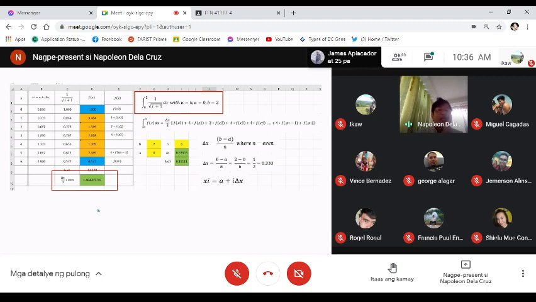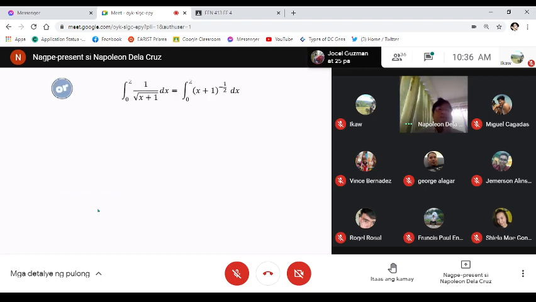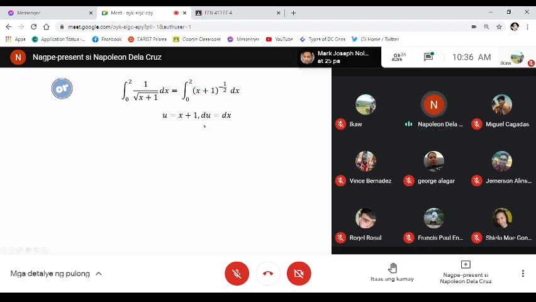Tingnan nga natin, evaluate na natin using integration. Okay, we will integrate this. This one is the same as this one. Ito ay pareho lang nito. Then we will now integrate. U is equal to this one. The du is equal to dx.